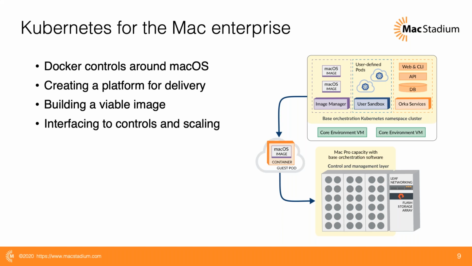We put Docker controls around a Mac image because the first step was figuring out how to put the Mac image in a context that Kubernetes could understand and orchestrate, and that's typically a container. So we put Docker controls around macOS. We built a platform for delivery, and then put that as a Kubernetes layer, and then allowed image building to occur and interfaces and controls to allow the users to orchestrate that.